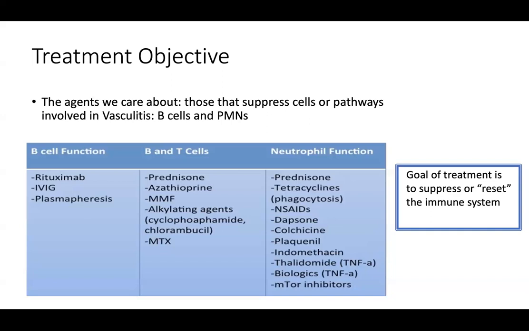And the goal of the treatment is really to suppress or even reset the immune system. So patients don't always have to be on these medications forever. If we can calm down the vicious positive cycle that's happening, the positive feed-forward mechanism of the out-of-control vasculitis, if we can just stop that long enough to get their immune system to kind of reset, for lack of a better term, then we can try to wean these patients off over time.